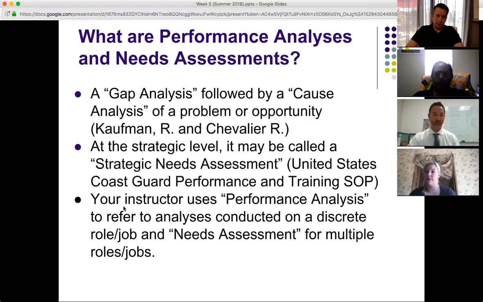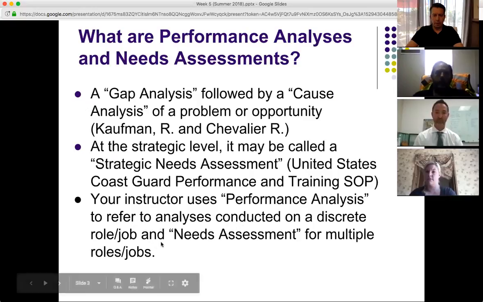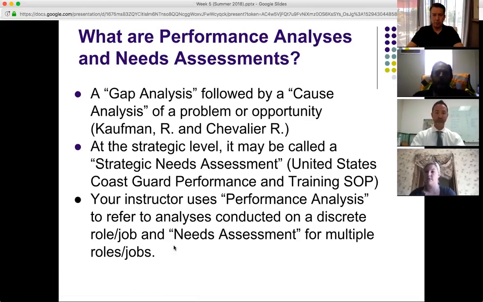So Roger uses performance analysis. I use both the term performance analysis and needs assessment, and I do that for a couple different reasons. One is that Humboldt State uses the term needs assessment, and so they recognize that term. Roger uses performance analysis, so all the material is written with performance analysis. So we use that term interchangeably. The process is the same. The process is always a gap analysis followed by cause analysis. Now there are some other things involved, but those are the big two things that we'll be doing.